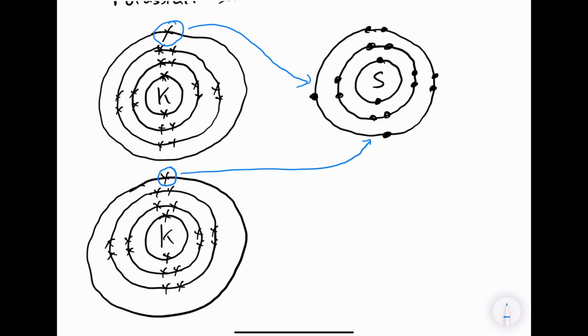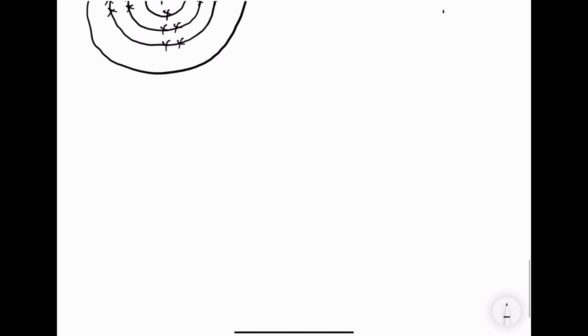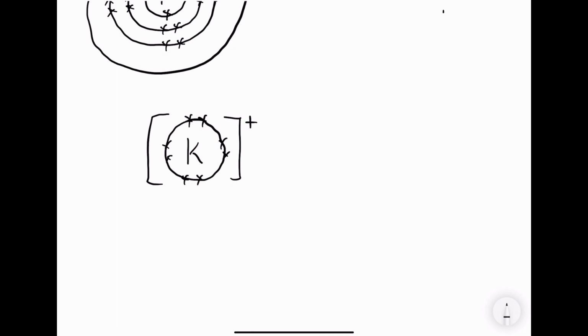So 2 potassium atoms each lose their single outer electron. The sulfur atom will gain the 2 electrons to fill its outer shell. So if we draw this using a dot and cross diagram, I'm only going to draw the outer shells. Potassium will now have a full outer shell. Now it's lost 1 electron, so it will be positively charged by 1.